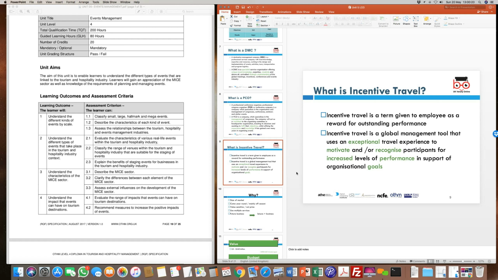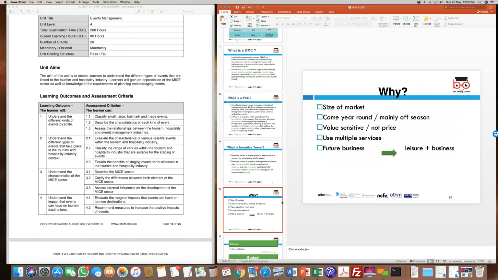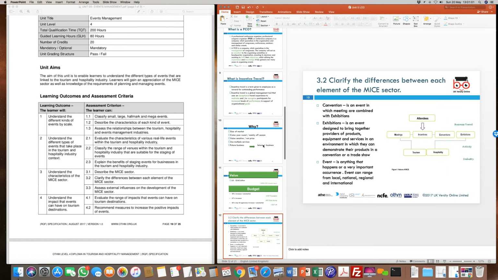So incentive travel is given to employees as a reward for outstanding performance. This is normally now a global management tool. Most HR managers are aware of it. They have to have some sort of incentive, which is either a 3-monthly, 6-monthly, or an annual incentive. And they tend to look at tying up with tourist destinations, or event organizers under MICE, so that they can change these locations and destinations year on year, because this is a regular part of their planning calendar. Is that okay? Yeah.